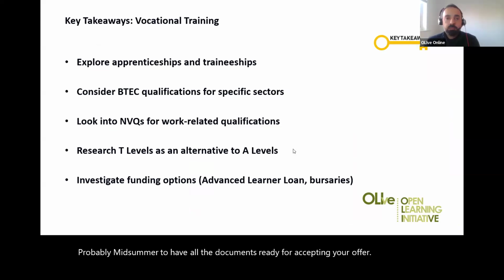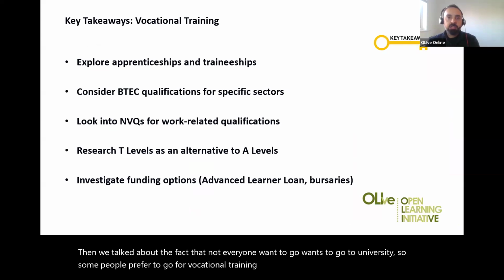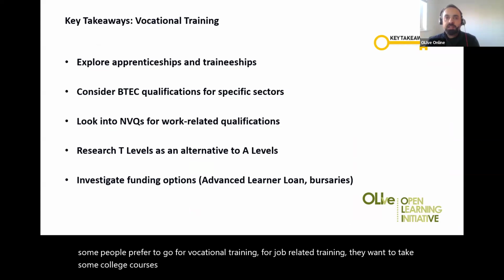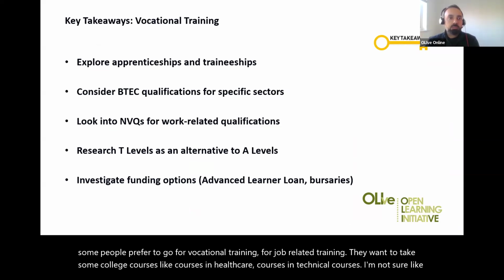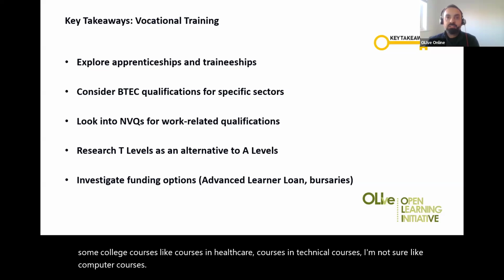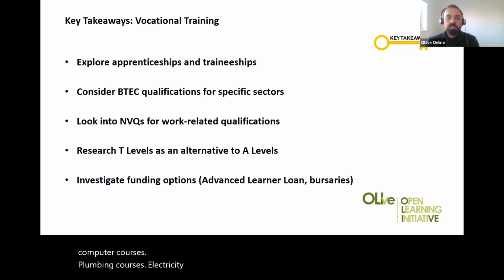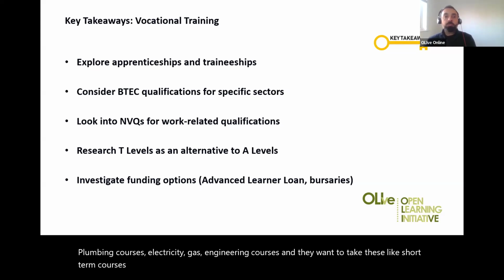Then we talked about the fact that not everyone wants to go to university. Some people prefer vocational training, job-related training. They want to take college courses, like courses in healthcare or technical courses, for example computer courses, plumbing, electricity, gas engineering, and they want to take these short-term courses and go to the job market.